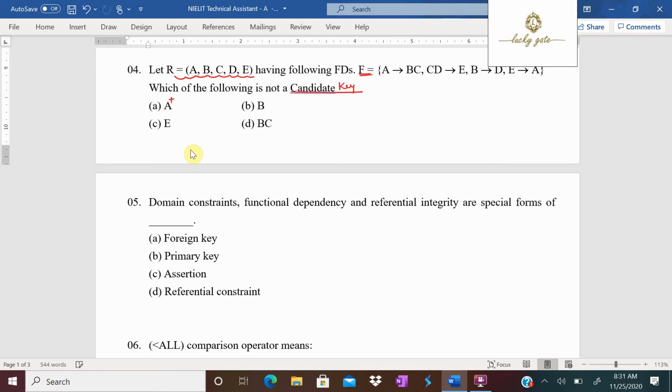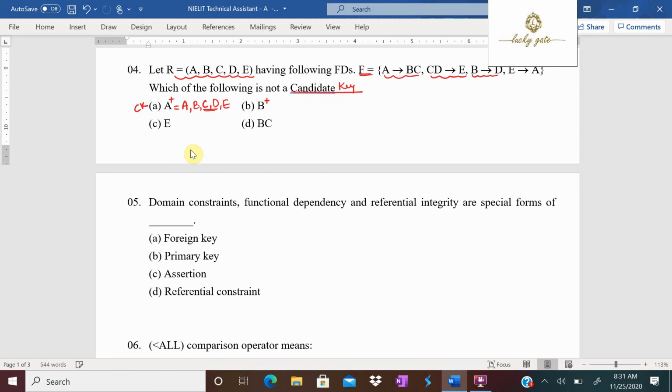Option A, we will check if A is a key or not by finding its closure. What is A closure? A. With A, I'm going to determine both B and C. With B, you are able to determine D. With C and D together, you are able to determine E. So with A closure, are you getting all attributes? Yes. Then A is a candidate key. And A is one attribute. One attribute is always a minimal key. Minimal key is called candidate key.